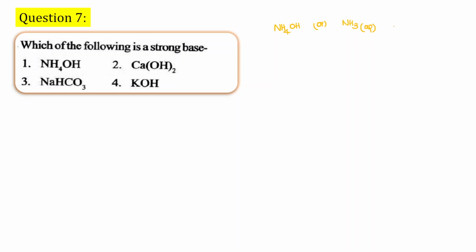The basic thing you must know about ammonium hydroxide is that it is very weakly basic. They are asking for a strong base, so ammonium hydroxide cannot be a strong base. Next, calcium hydroxide. Yes, it is a very strong base which will dissociate into calcium 2 plus and 2 OH minus. Same way, potassium hydroxide will dissociate into K plus and OH minus.